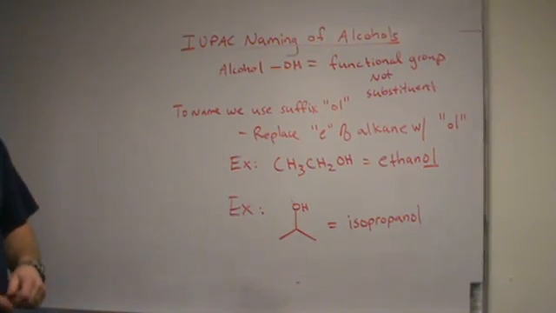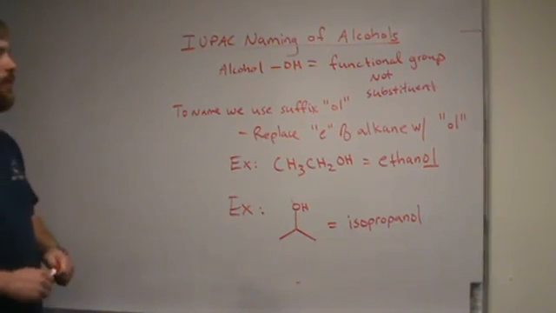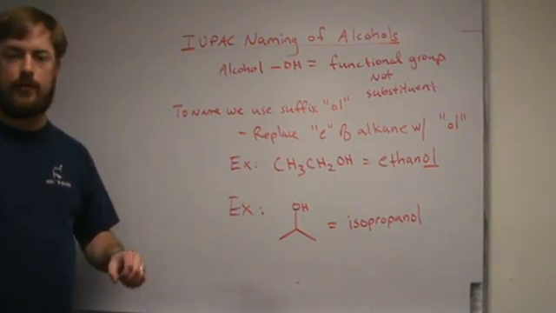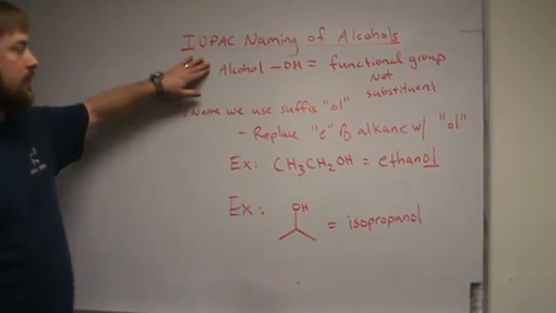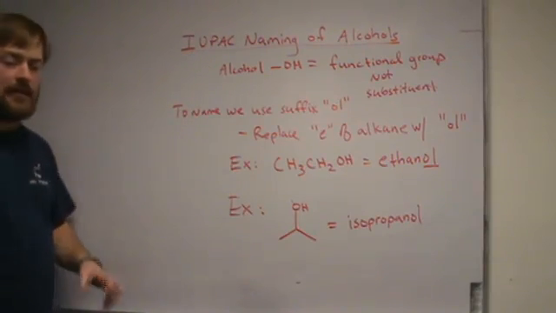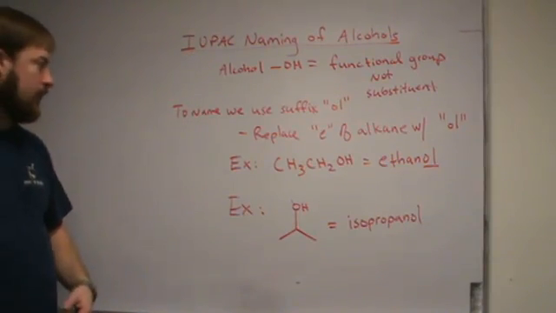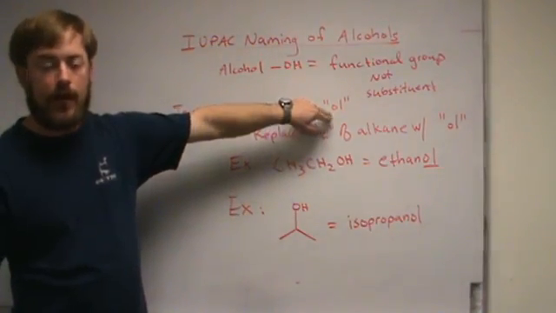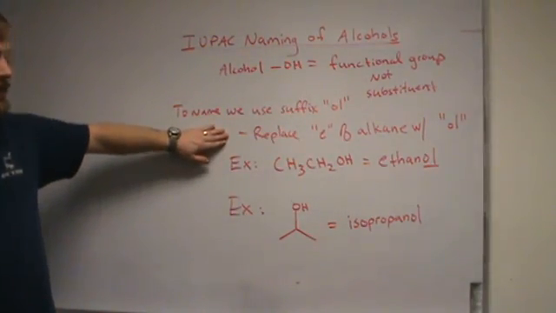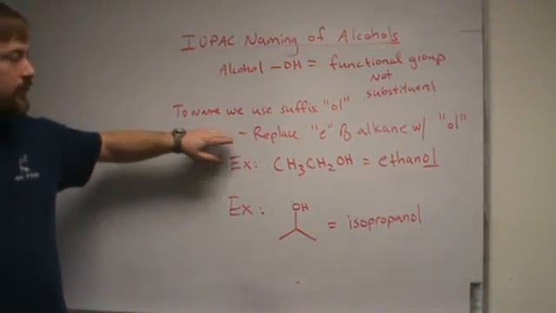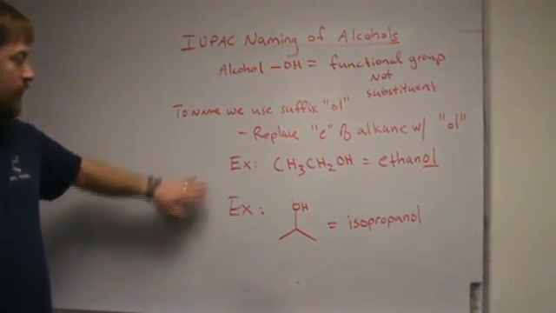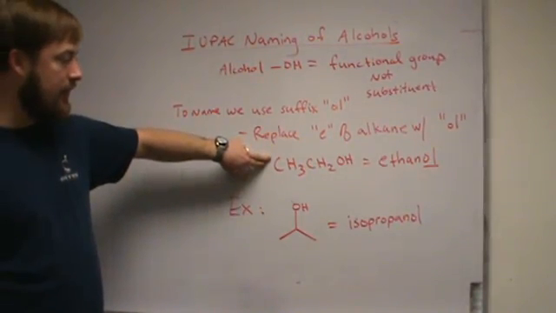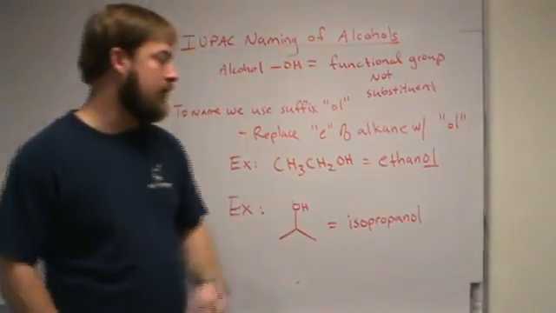But now let's move to IUPAC naming of alcohols. The alcohol is so important that we don't name it as a substituent. It's a functional group, not a substituent. And to name it, we have to add a suffix, OL, to the end of our name. So what we're going to do is replace the E of the parent alkane with OL at the very end. For example, this alcohol, the parent chain is ethane, but instead of saying ethane, we take off the E and add the OL: ethanol.